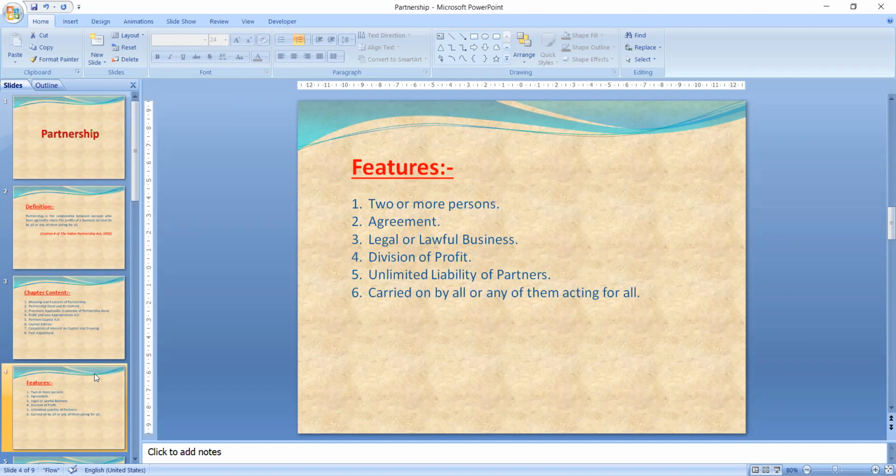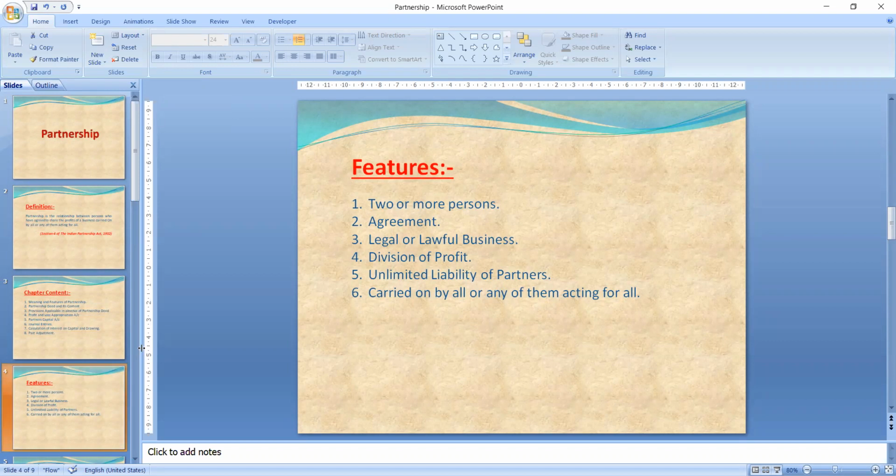As we already discussed, 2 or more persons means in partnership there should be a minimum of 2 persons and the maximum number is 50. Good. And the second point is agreement.